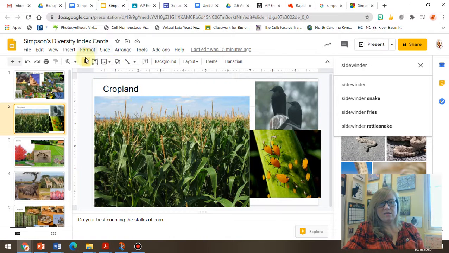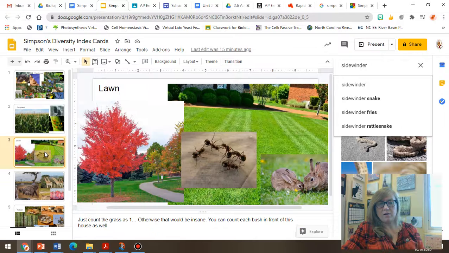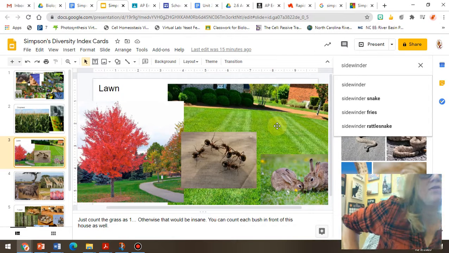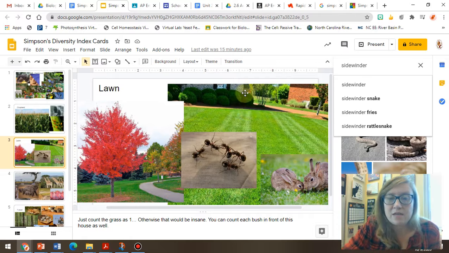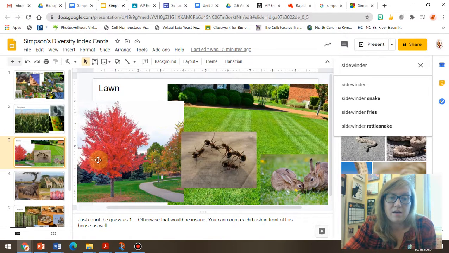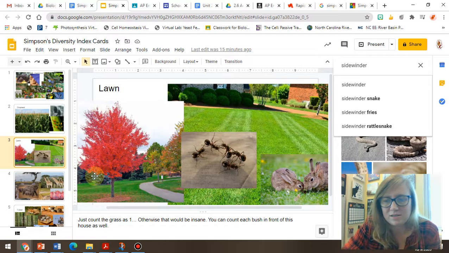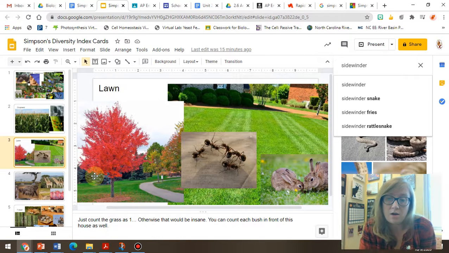You can even get a little marker and just dot them off, like 1, 2, 3. There's probably 40 some, 50 some that you can count in there. Don't freak out. For the lawn, count every blade of grass. Don't do that. That's sarcasm. You can count the grass as one thing, and then you can count each one of these little shrubs. You don't have to count all the trees, just this red one here, maybe this other one, because think of a lawn. You're going to have a tree there. Maybe you won't have any trees.